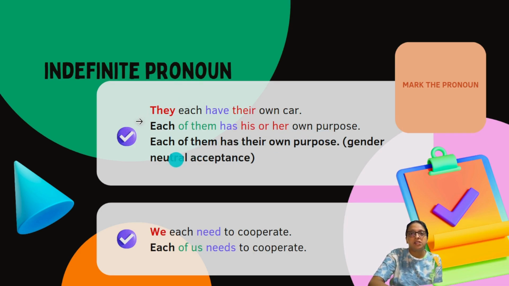But nowadays, we write "each of them has their own purpose" because it obviously matches the plurality of the pronoun. At the same time, we are moving towards gender neutrality. Therefore, we are accepting it wholeheartedly. Therefore, we should say "each of them has their own purpose." That is also another way we can look at it. Okay? Okay, let's move on.